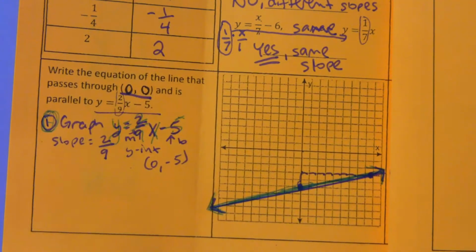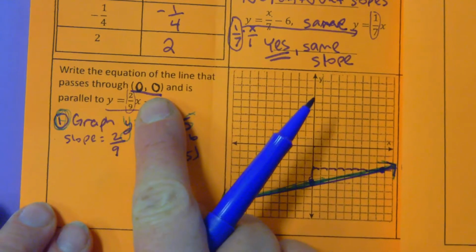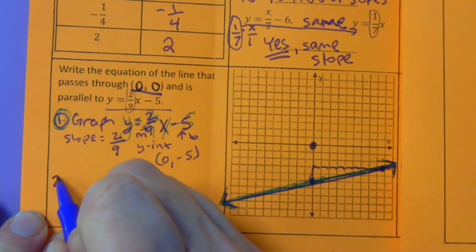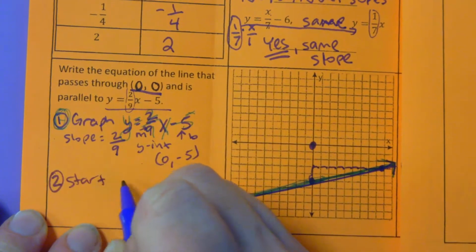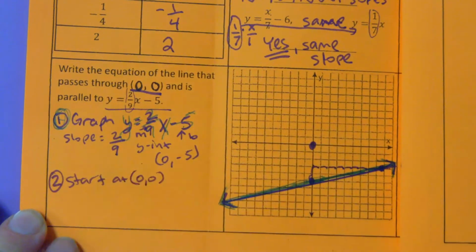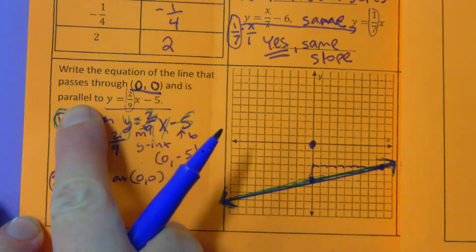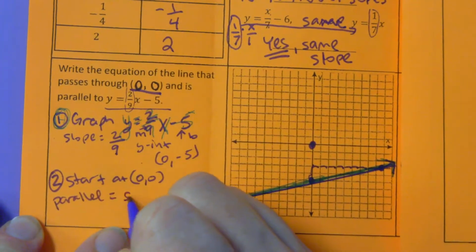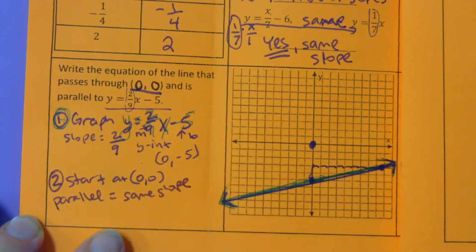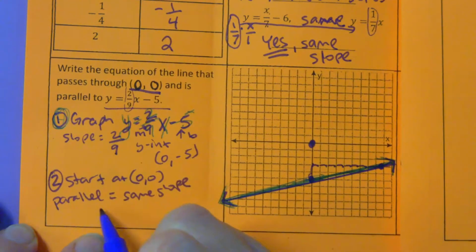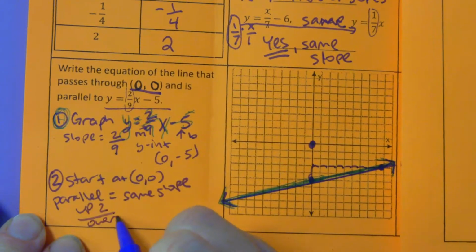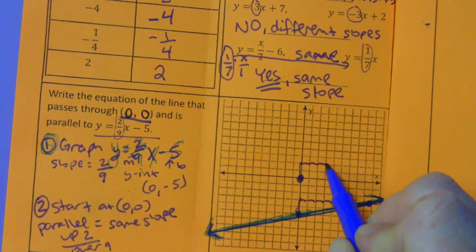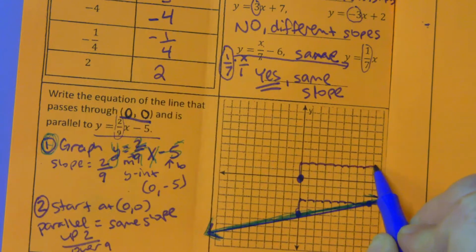And now I need to graph the one that's going to be parallel but go through 0, 0. Well, if it goes through 0, 0, it's going to go right there. That's through the origin. So now we're going to start at 0, 0. And then I'm going to use the parallel. The one that is parallel has the same slope. So remember, parallel equals the same slope. And so now I want to go up 2 and over 9. So I'm going to start at 0, 0, up 2, 1, 2, 3, 4, 5, 6, 7, 8, 9, right there.